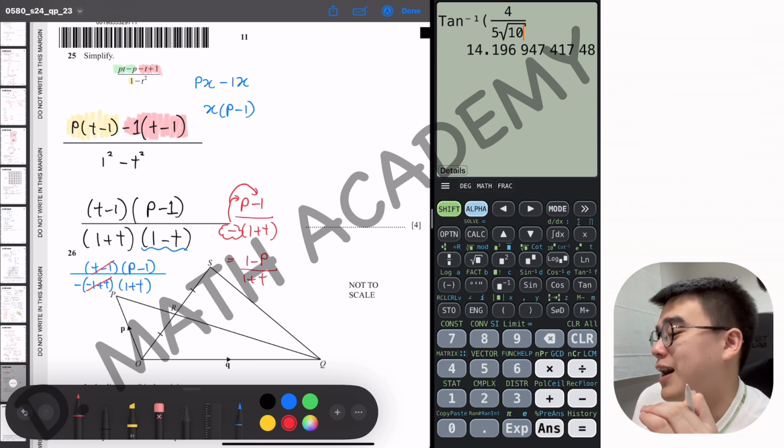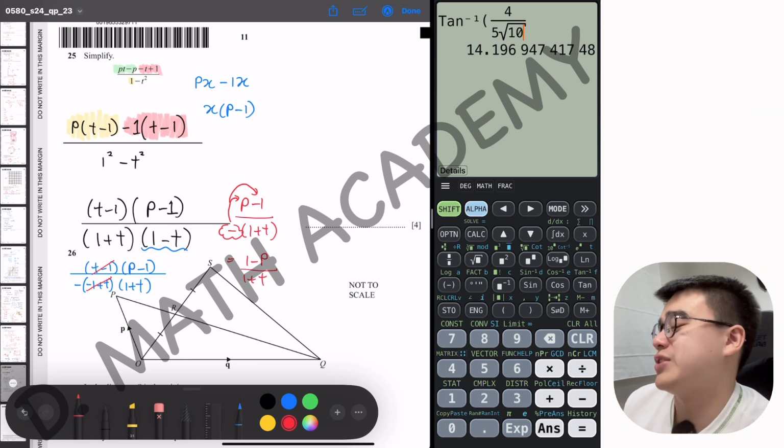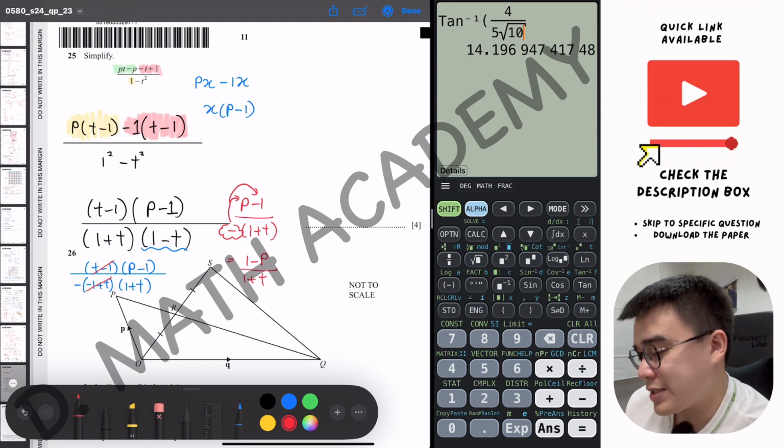Surprisingly tricky. I almost overlooked the details here. Almost. Last part.